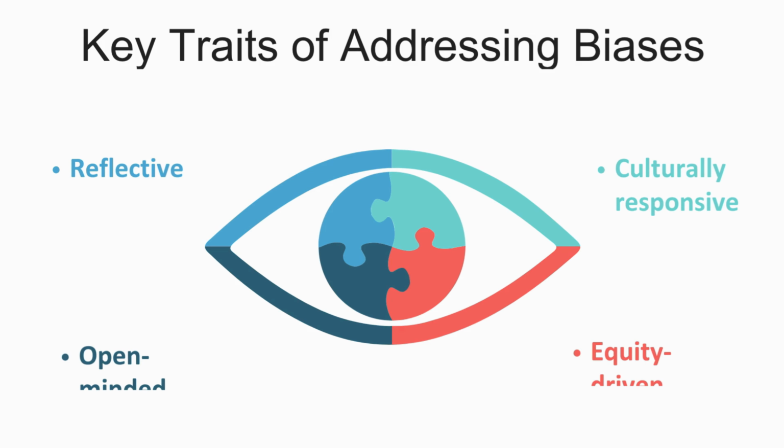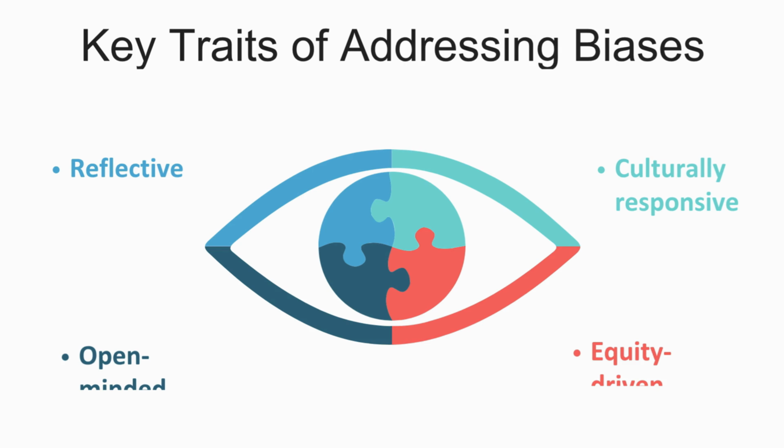So what are some of the key traits for addressing biases? Being reflective. We talked about this as far as the art of teaching. Stepping back and saying, okay, how did my lesson go today? Who did I call on? Who did I not call on? Who got on my nerves today? Why did they get on my nerves? Why do they get on my nerves all the time? Do I have a bias against this child?